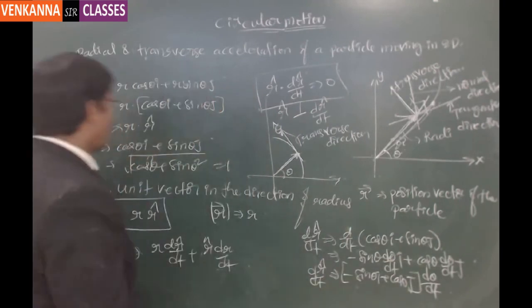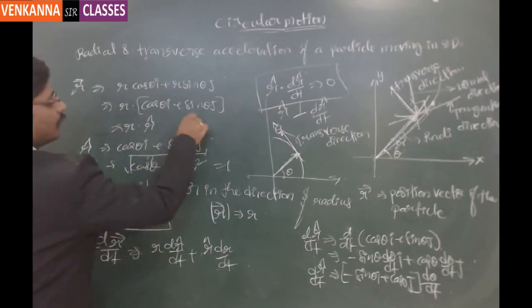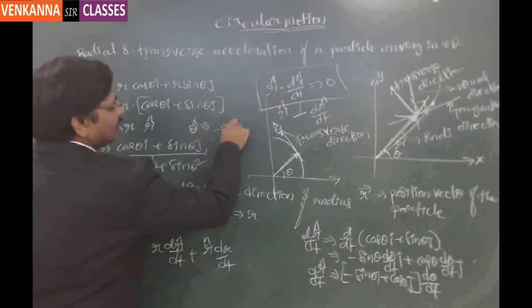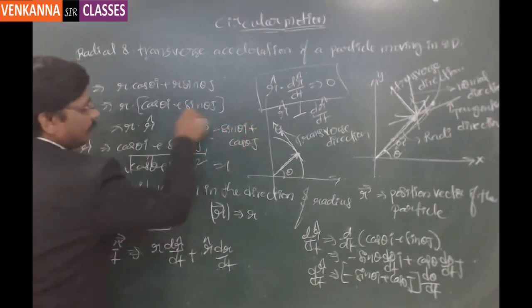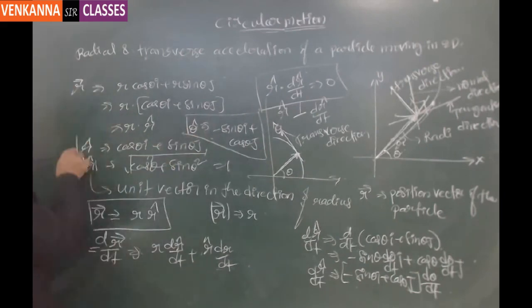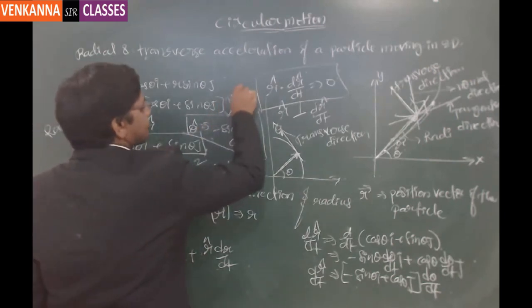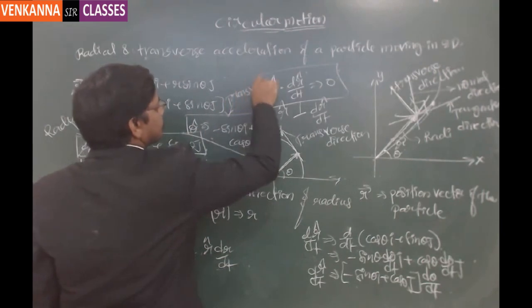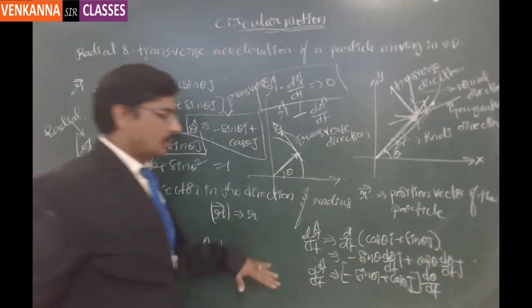Got it? So r cap value we have got, and similarly theta cap value we can write as minus sin theta i plus cos theta j. So this is the theta cap direction, and this is the r cap direction. This direction is called the radial, and this direction is called the transverse. Got it? So these are the two important directions we have got.